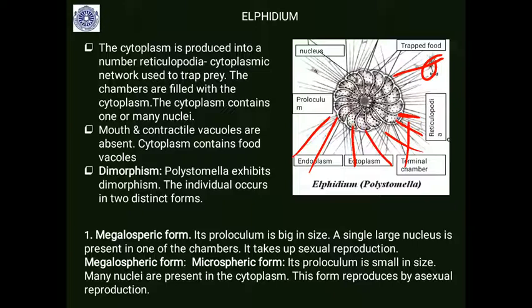Then there is an alternation of generation between these megalospheric and microspheric forms. Megalospheric reproduces sexually and gives rise to microspheric form. So there is an alternation of generation.